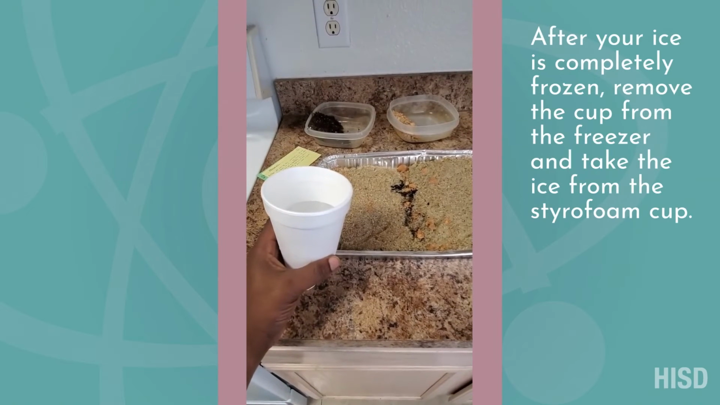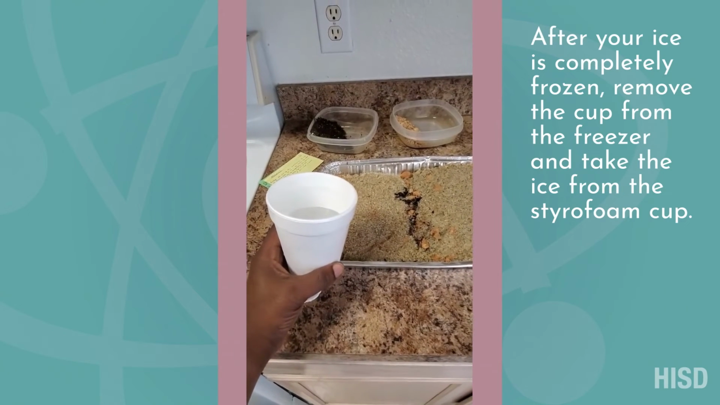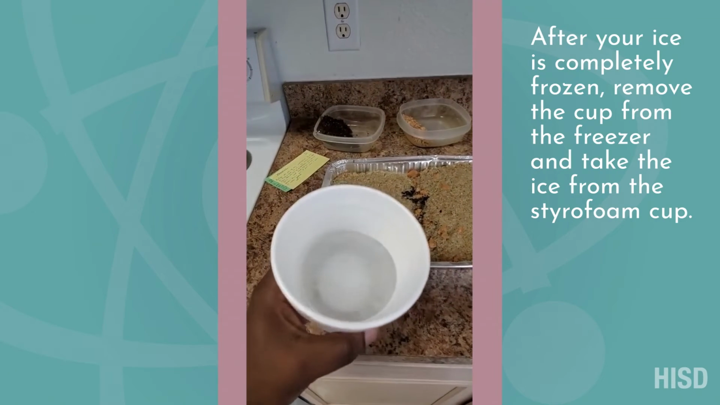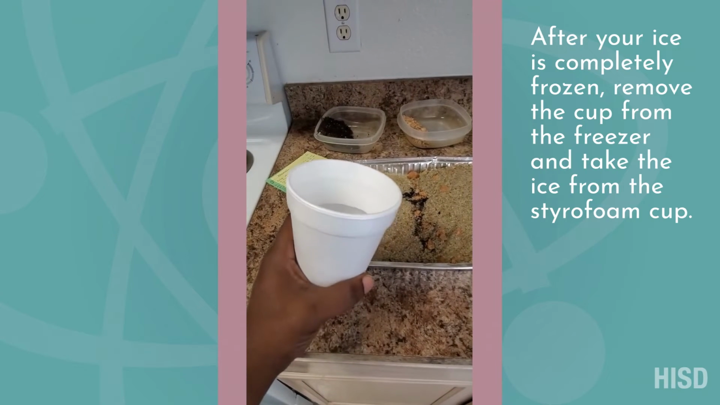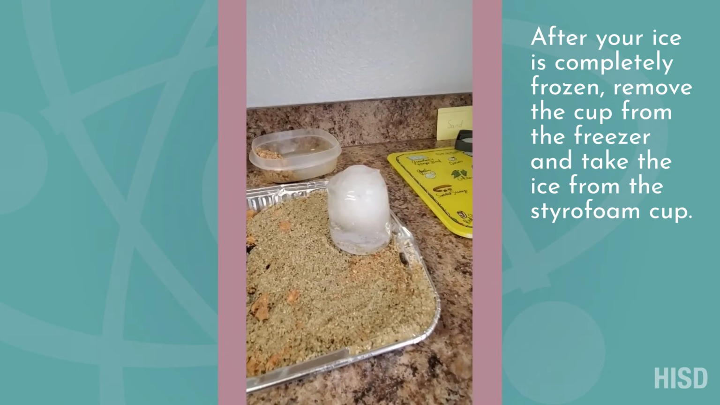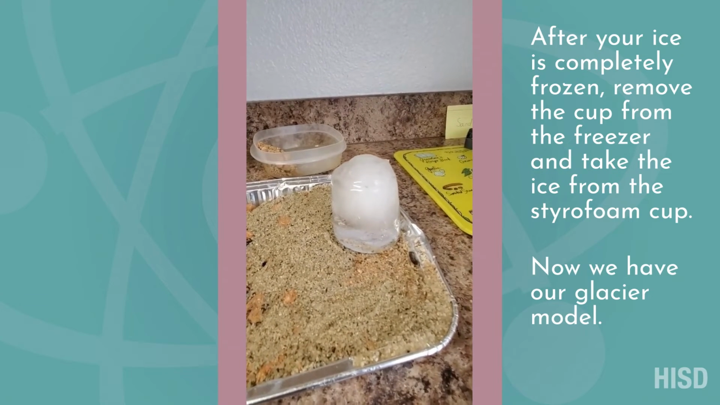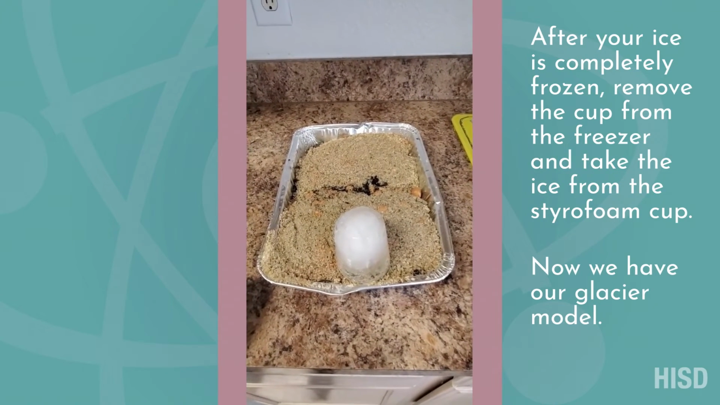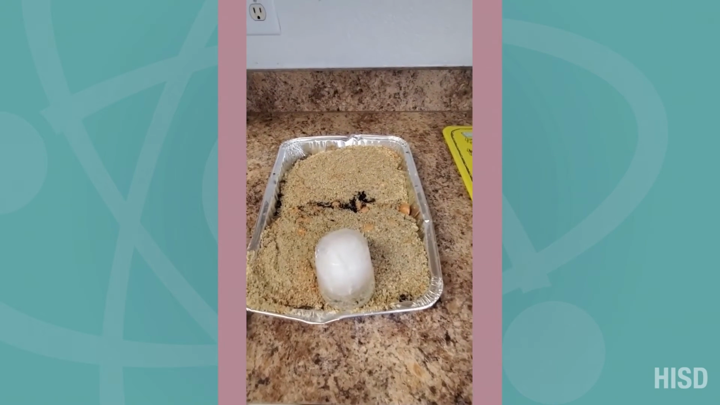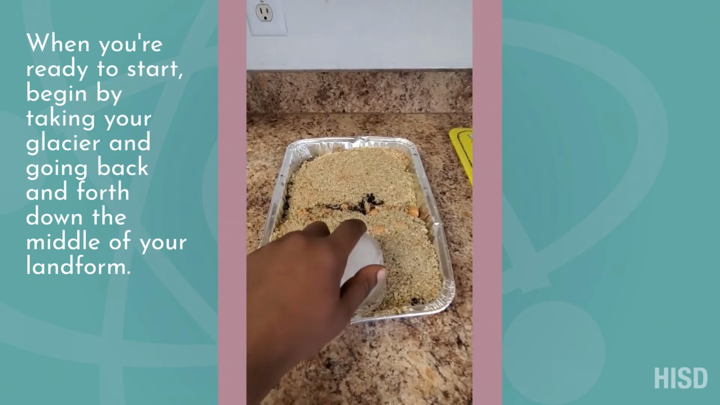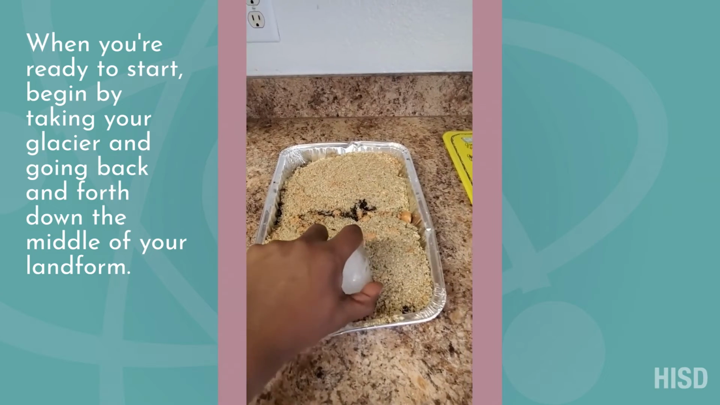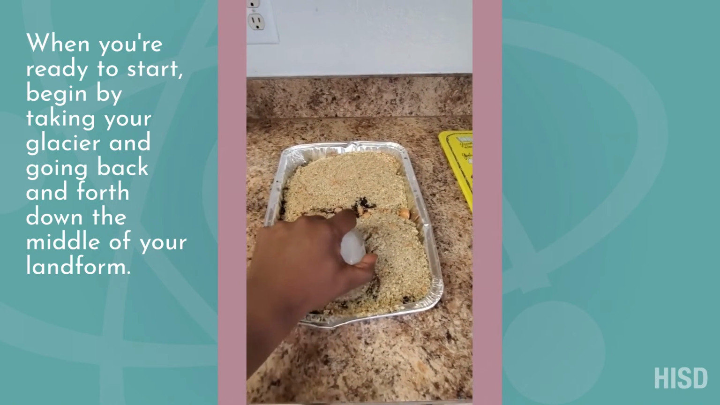After your ice is completely frozen, remove the cup from the freezer and take the ice from the styrofoam cup. Now we have our glacier model. When you're ready to start, begin by taking your glacier and going back and forth down the middle of your landform.